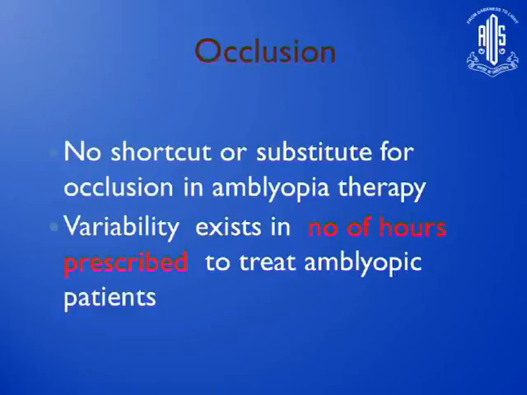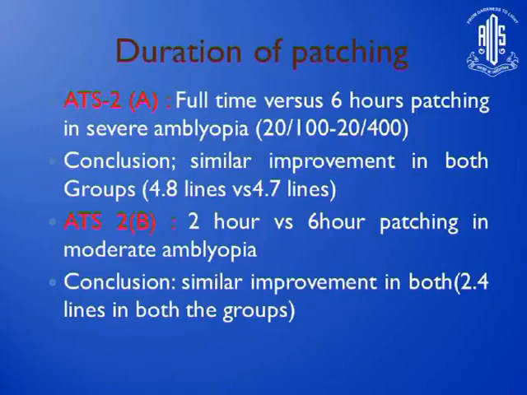There is no shortcut or substitute for occlusion in amblyopia therapy. However, variability exists in the number of hours prescribed to treat amblyopic patients. Then in ATS-2A, full-time patching was compared with 6 hours patching in severe amblyopia, and they concluded that there is similar improvement in both groups. And in ATS-2B, 2-hour patching was compared with 6 hours patching in moderate amblyopia, and they concluded both are equally effective treatment modalities.